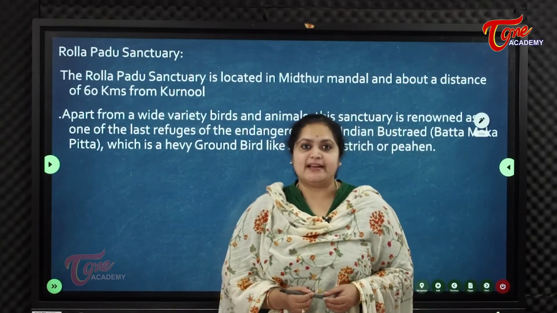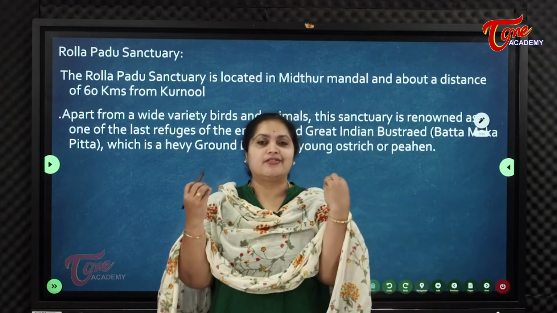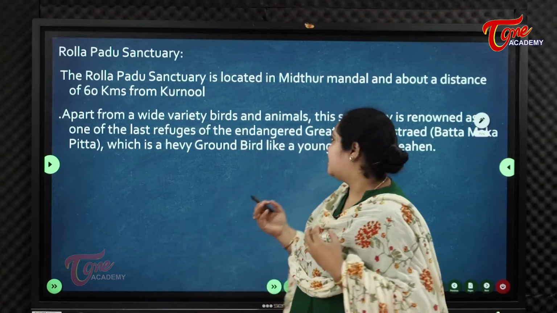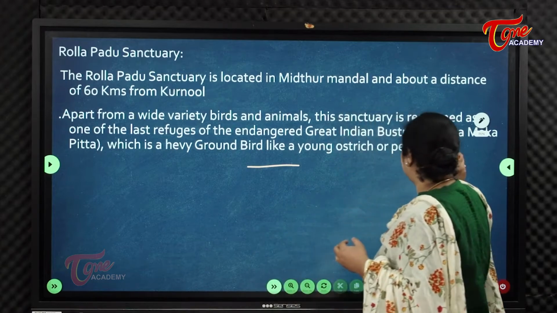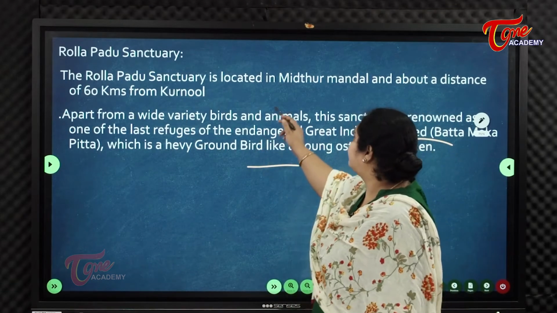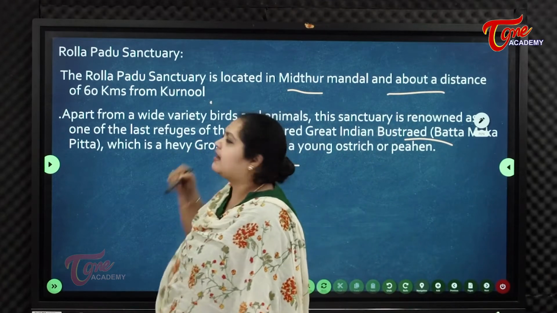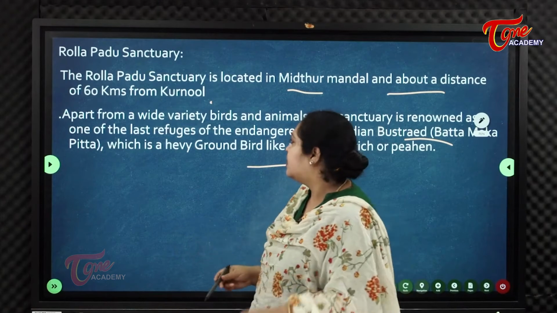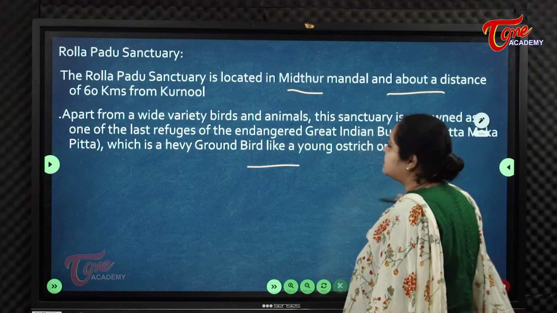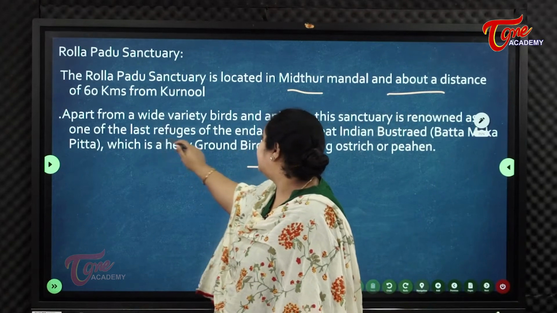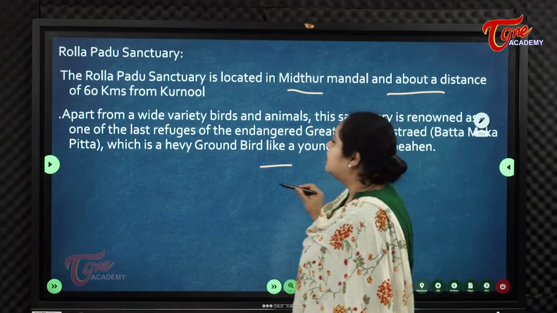Next one is Rayalaseema Sanctuary. It is a dedicated sanctuary for the Great Indian Bustard, that is called Battameka. The Rayalaseema Sanctuary is located in Midthur Mandal, about 60 kilometers from Kurnool, hardly one hour from Kurnool. Apart from a wide variety of birds and animals, this sanctuary is renowned as one of the last refuges of the endangered species Great Indian Bustard, that is Battameka.